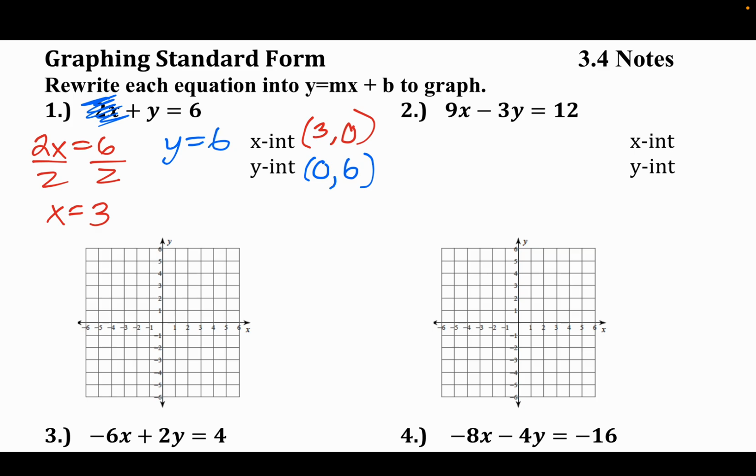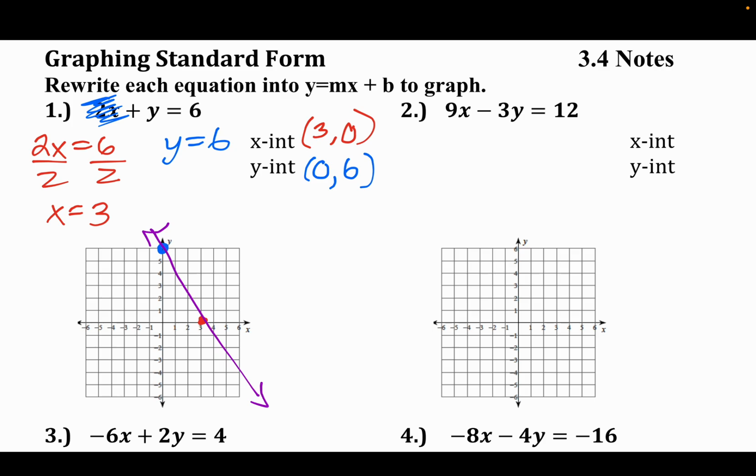So let's graph those 2 points. My y is on 0, 6. My x was on 3, 0. And then I can draw my line. That's it. That's all I have to do. I can still rewrite it, but that is the faster way to graph for that specific problem.